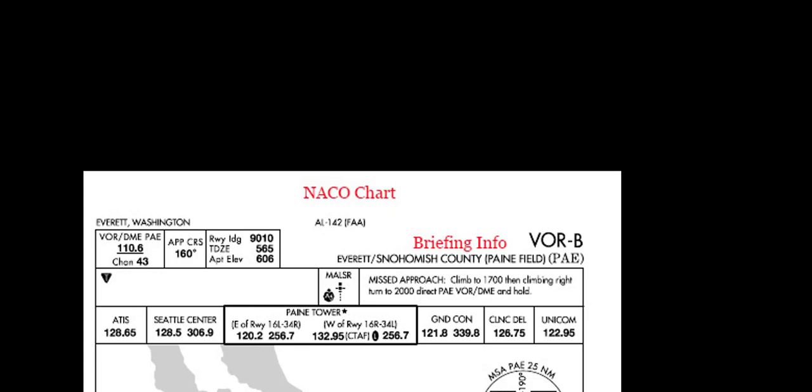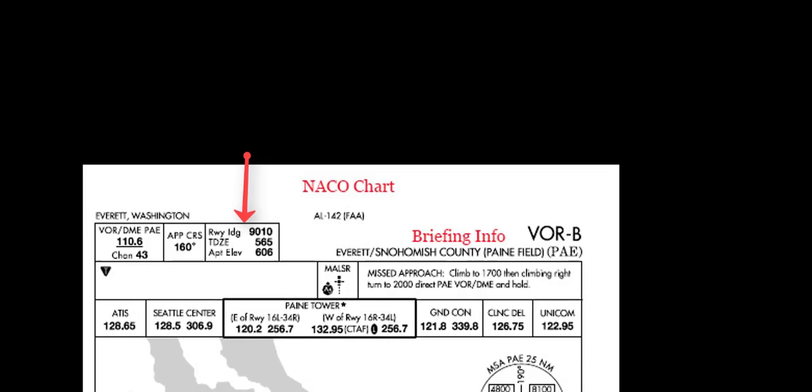This is the NACO VOR approach chart that we are going to use. The top section contains the briefing info that we need, which consists of key frequencies and other important info for this approach. The upper left-hand corner shows the frequency for the nav approach we are going to use. The next box to the right of that shows the final course over the ground, which may be different to our actual heading depending on wind. The next box to the right of that shows the type of lighting and runway elevation.